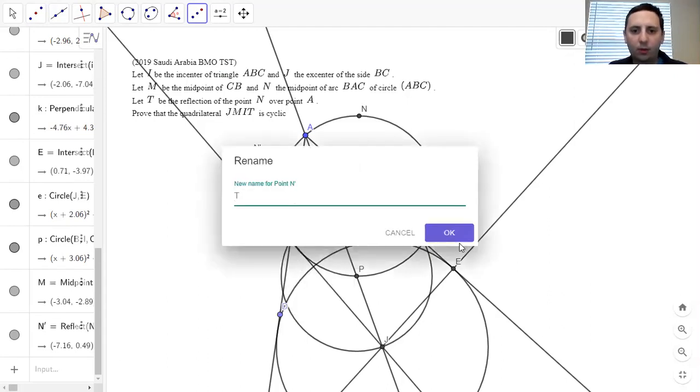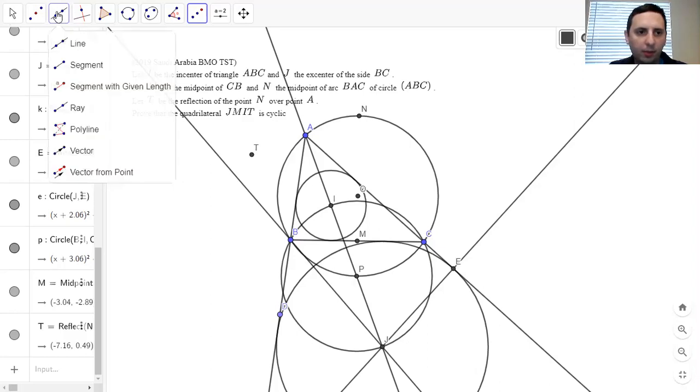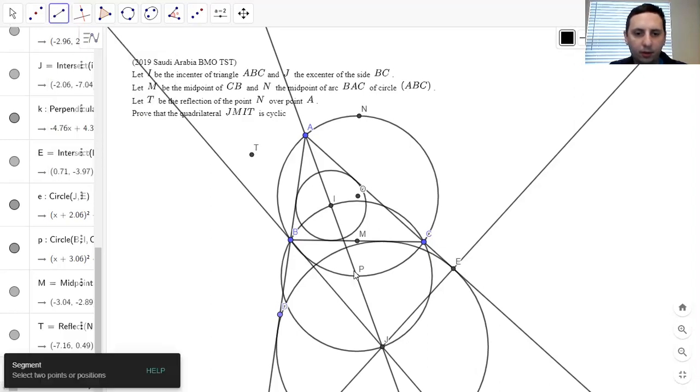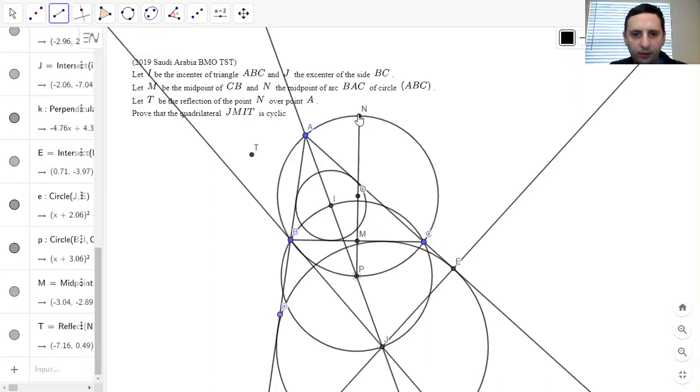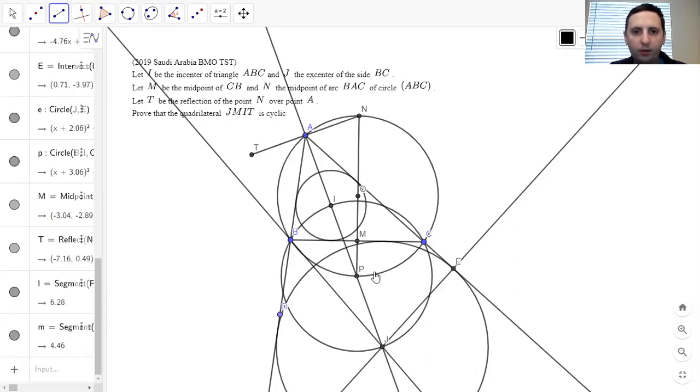Interesting. Okay, so let me make this look a little better. So we have all these points that are collinear here. And obviously angle NAP is a right angle.